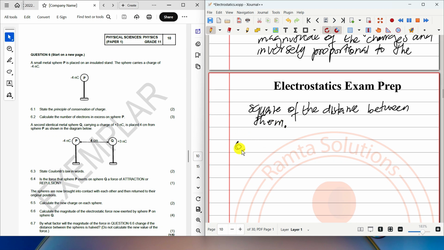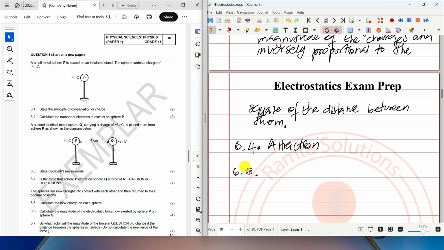Now, 6.4. Let's see. 6.4 asks: is the force that sphere P exerts on sphere Q a force of attraction or repulsion? Are the charges like or unlike? They are unlike. So since they are unlike, it is a force of attraction. Okay, proceeding. The spheres are now brought into contact with each other and then returned to their original positions. Calculate the new charge on each sphere.